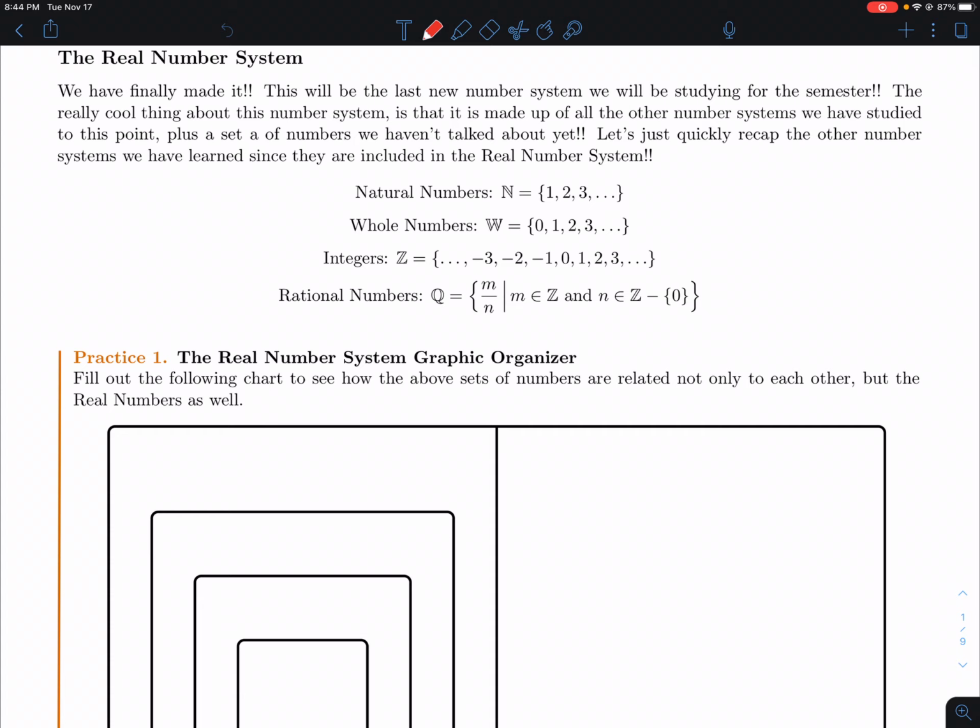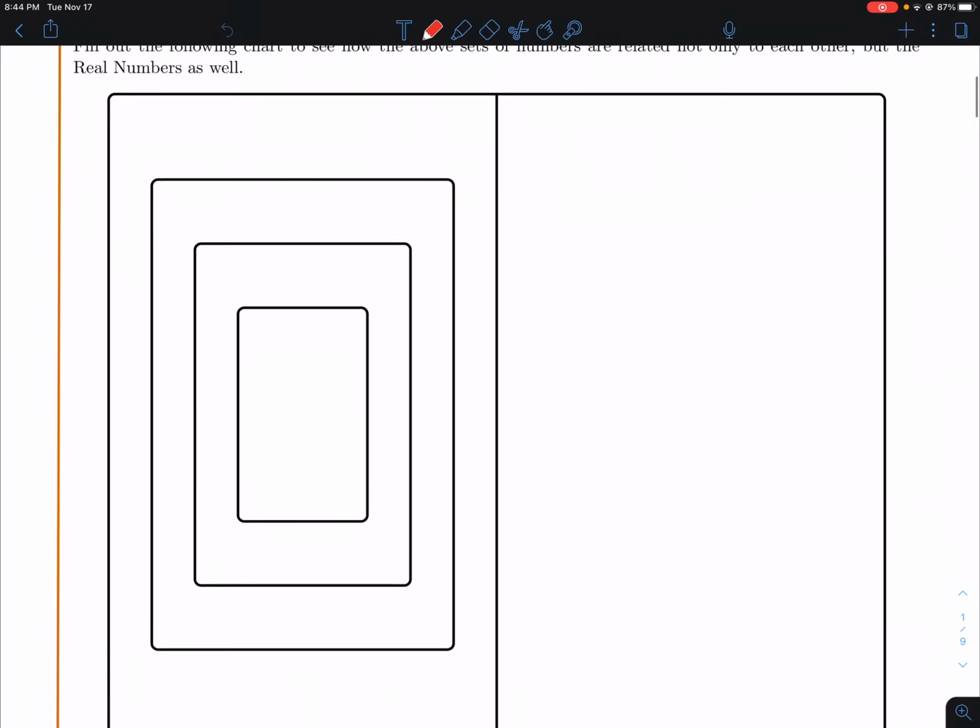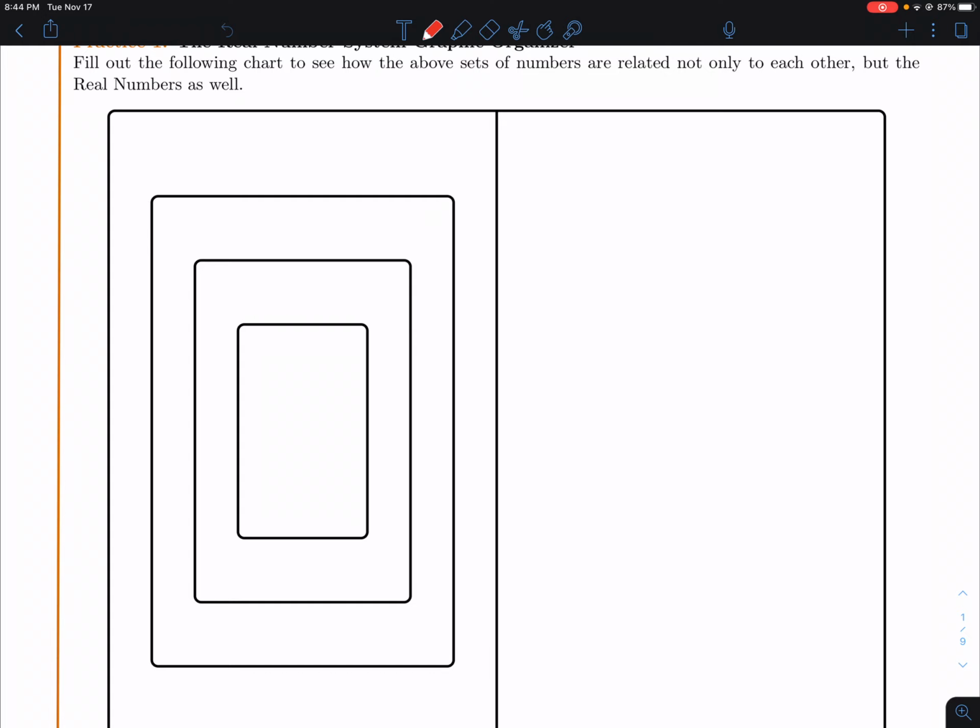Remember, we started off the semester with our natural numbers, or the counting numbers. From there, we threw 0 into the mix. That gave us our whole numbers. From there, we threw in all the negatives. That gave us the integers. Then from there, we threw in all the fractions. So in this case, what we want to do is use this graphic organizer.